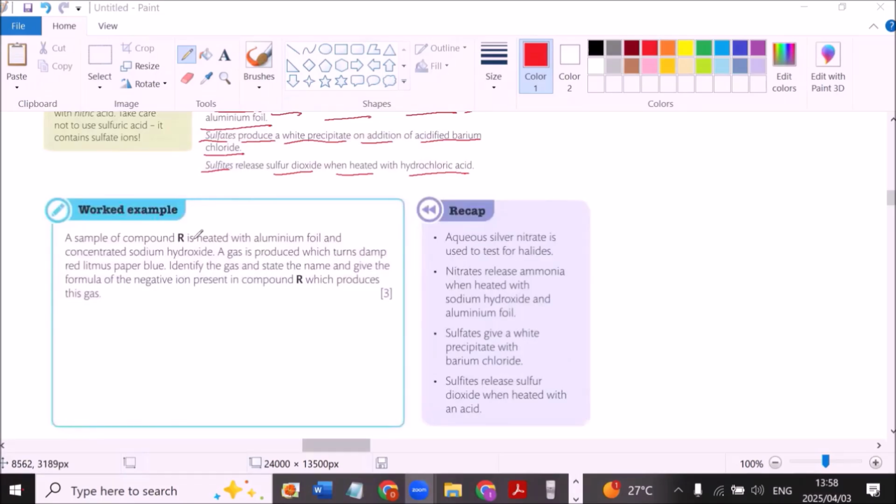Now let's look at this question. A sample of compound R is heated with aluminium foil and concentrated sodium hydroxide. A gas is produced which turns damp red litmus paper blue. Identify the gas and state the name and give the formula of the negative ion present.